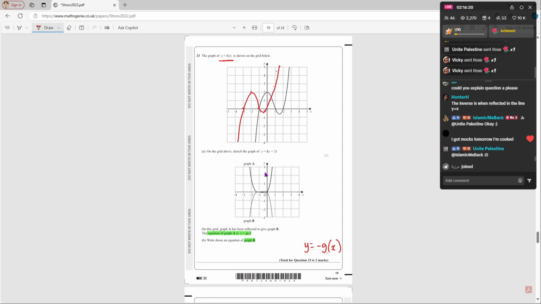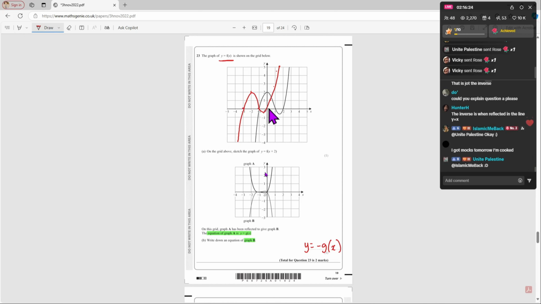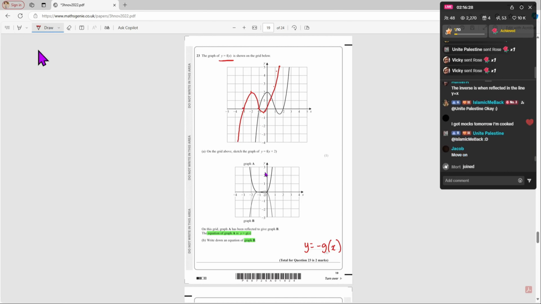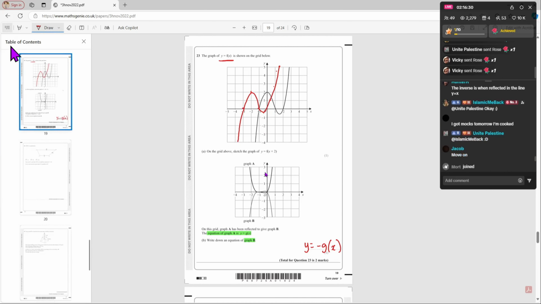I double checked on the mark scheme as well. You actually have to move backwards. You have to move to the left. That is how functions work. I'm just going to move on to the next question, guys.